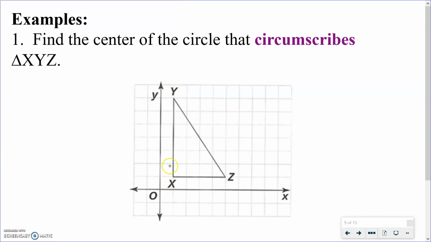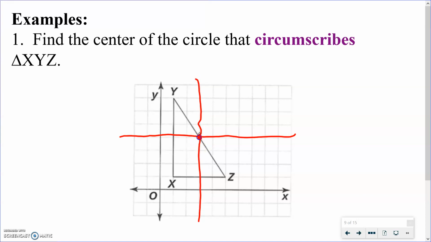YX or XY is vertical, so we know perpendicular is going to be horizontal, and it's 1, 2, 3, 4, 5, 6, and so we know it's going to be at 3. So this is the perpendicular bisector of that side. Okay, 1, 2, 3, 4. YZ is 4 long, horizontal, so it's going to be a vertical line at 2. Okay, oh goodness, straight lines.